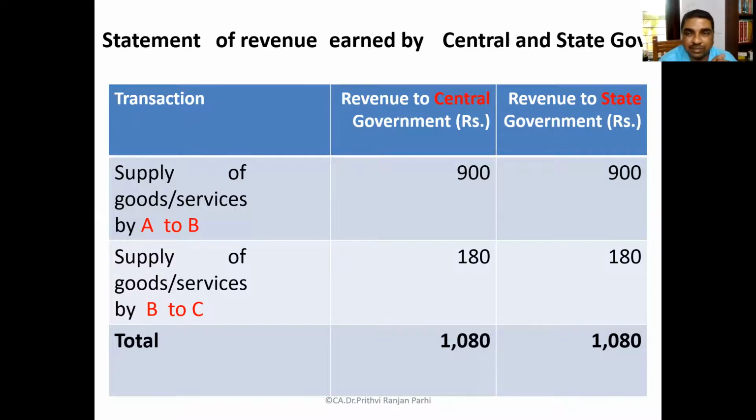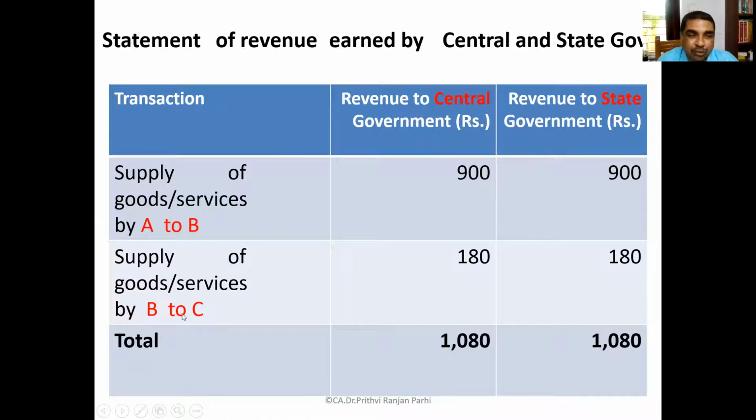Did you understand this? Sir, I have a question. Yeah, please ask your question. Sir, in each subsequent supply, the individual supplier deposits the amount of money with the government. Yeah, each supplier deposits money with the government. For example, in the first case it is supply by A to B. Who will be depositing? A will be depositing. This 900 rupees is deposited by A.